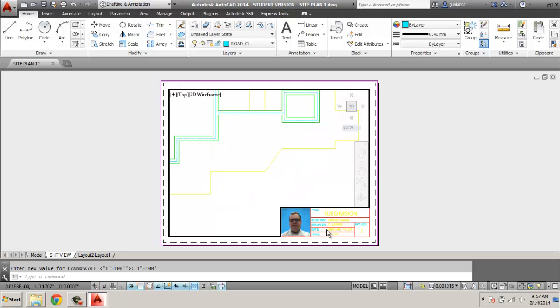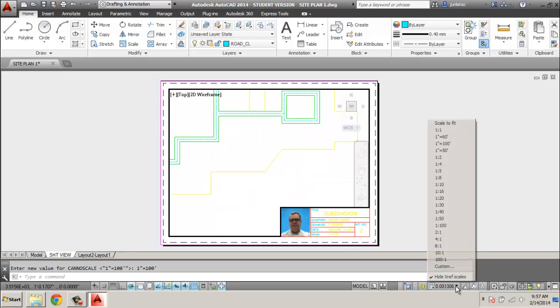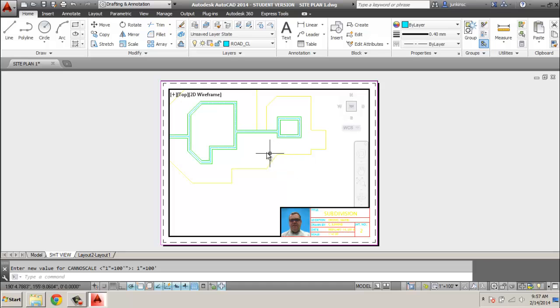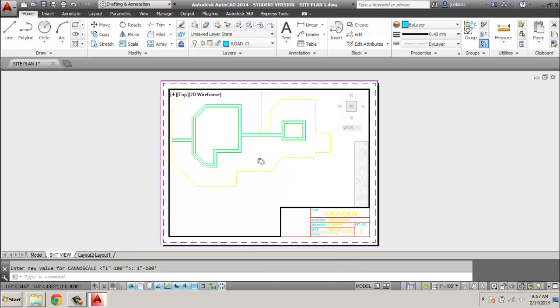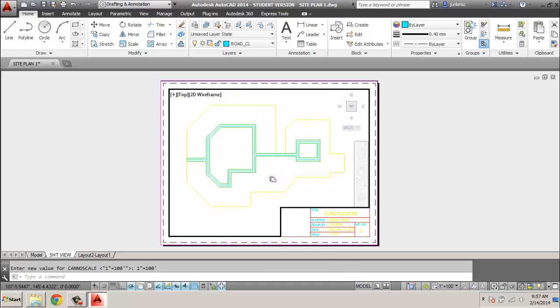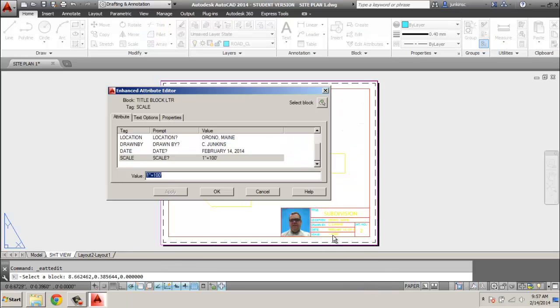And then I would come down here. Whoops, I meant to do that. 1 inch equals 100 feet, and move it into place. I use my middle wheel to move it. And click back here, and I'm going to say my scale now is 1 inch equals 100 feet. So I would type that in. Happy Valentine's Day, by the way.